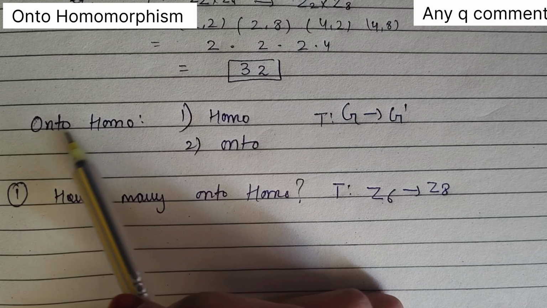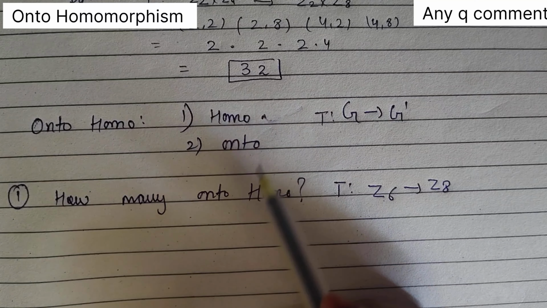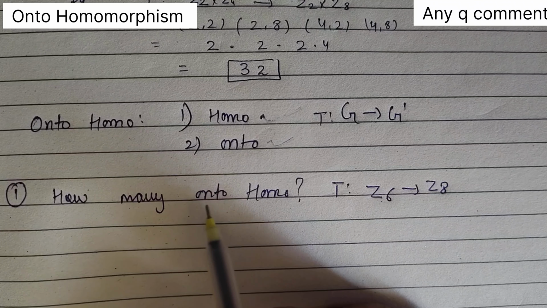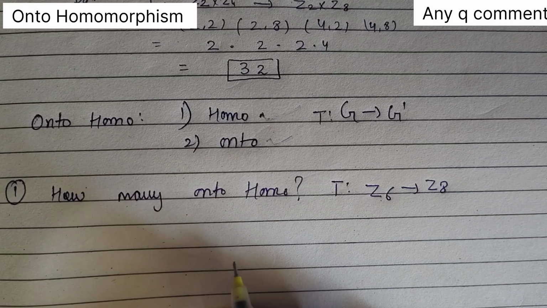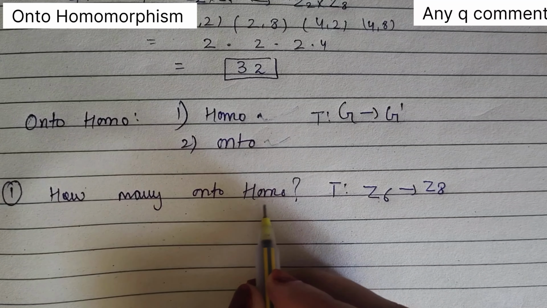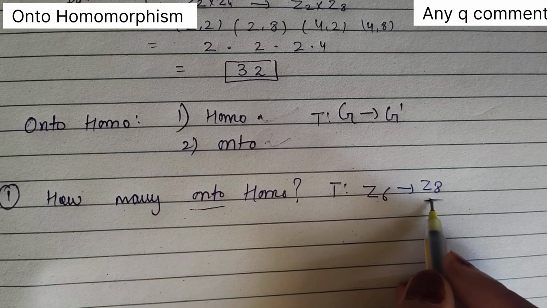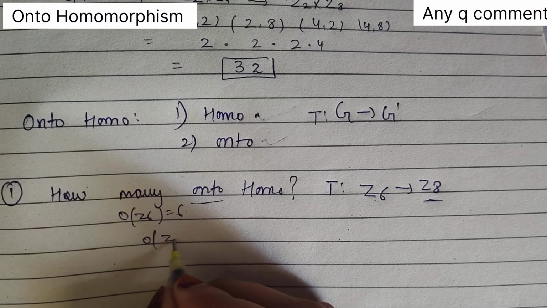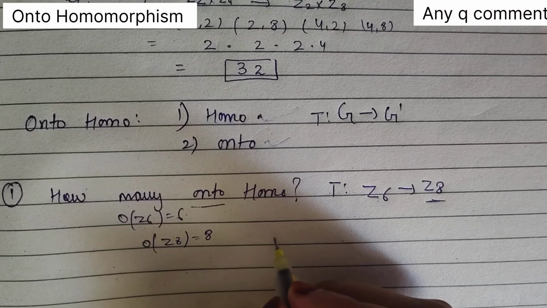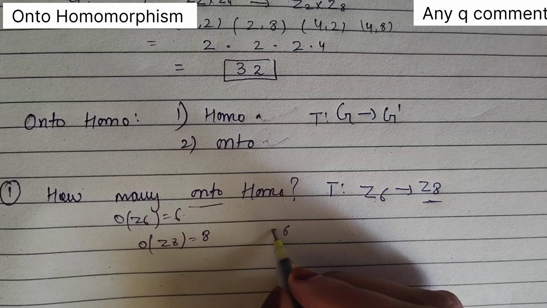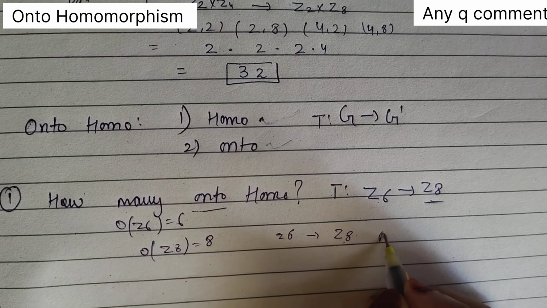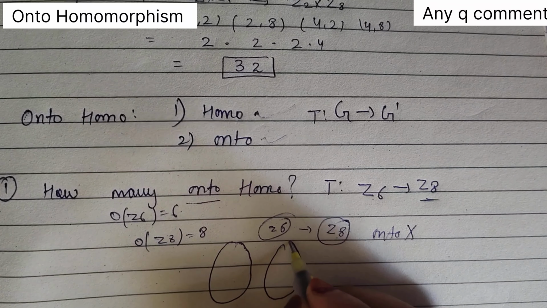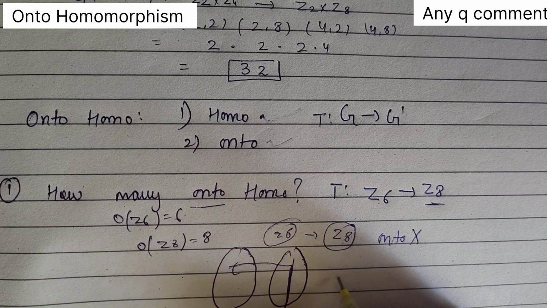So to call a homomorphism onto, we must have two conditions. First, it must be a homomorphism. Second, it must be onto. Let's take an example: we need to find the number of onto homomorphisms from Z6 to Z8. First, we need to understand that for a homomorphism to be onto, the target group must be no larger than the domain. The order of Z6 is 6, and the order of Z8 is 8. So the mapping from Z6 to Z8 can't be onto, because Z6 has fewer elements. How can we map onto each and every element of Z8? Hence it is not onto.